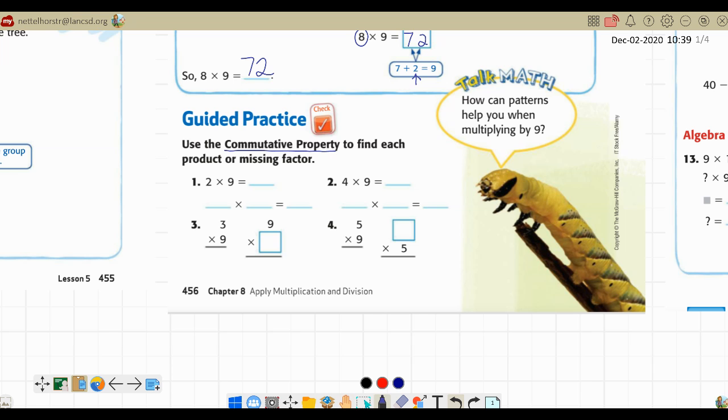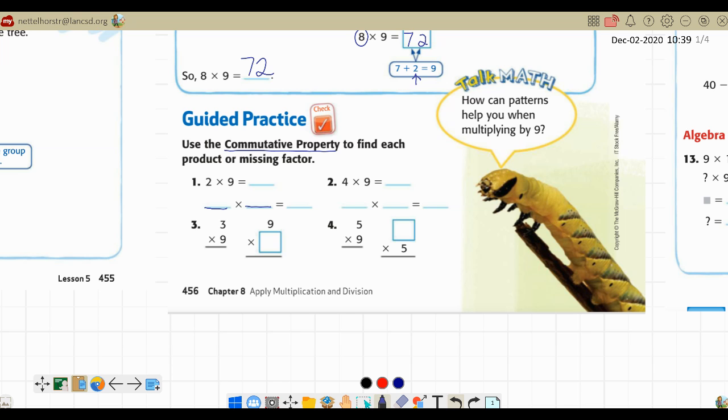So we need to remember that that commutative property means that you can switch the factors and get the same answer. So 2 times 9 equals blank. Write the commutative property in these blanks underneath here, and then find the answer.